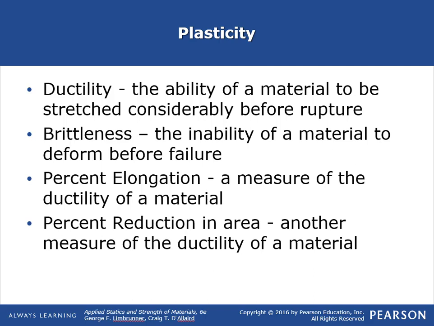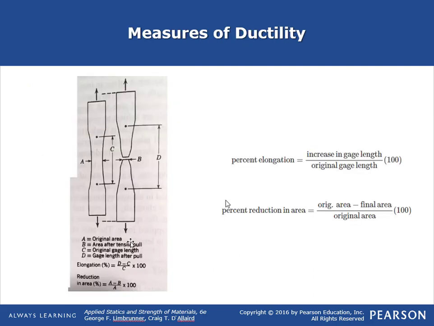How do you measure ductility? That's done with percent elongation and percent reduction in area. I have a slide here that shows you pictorially what that means. C is the original gauge length, and D is the final gauge length. Well, the part broke, but you can still gauge how long that thing is. So the percent elongation would be the increase in the gauge length over the original gauge length, that's this equation right here, times 100. And then the other one to look at is percent reduction in area.